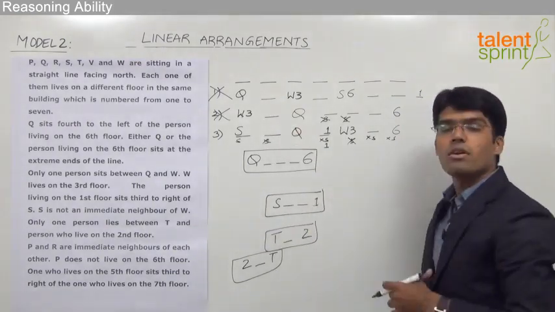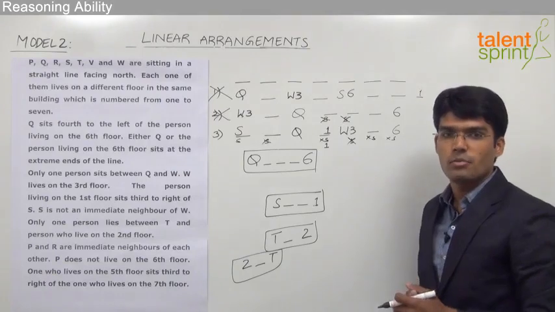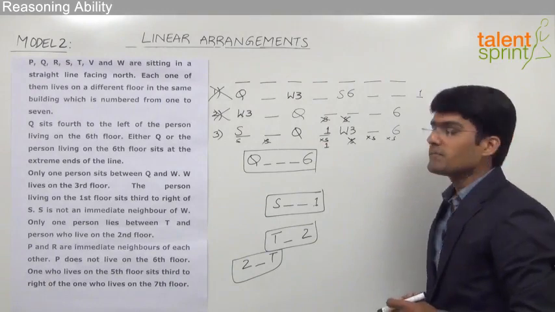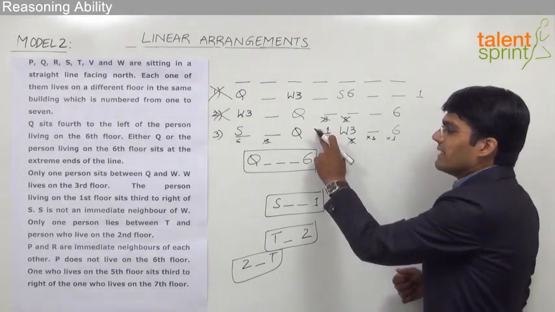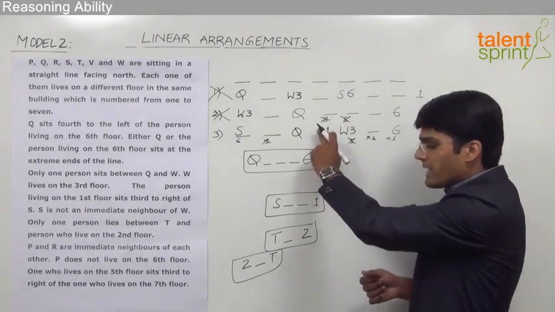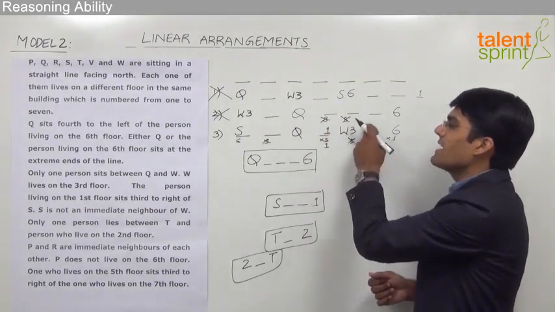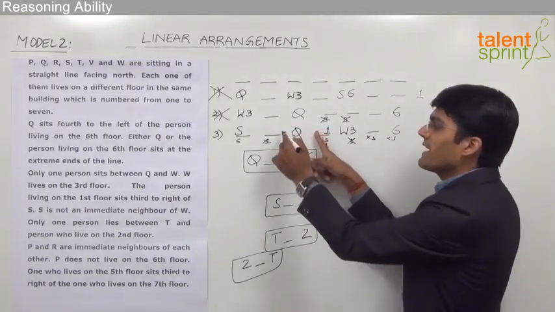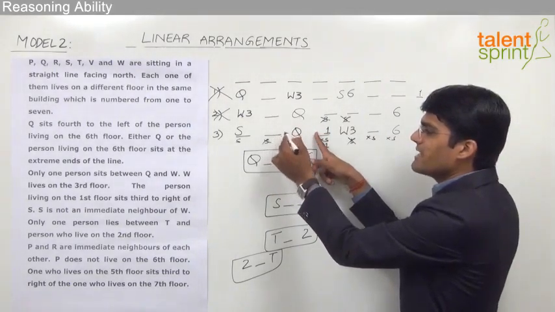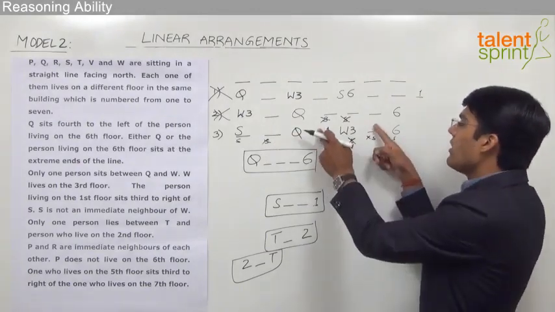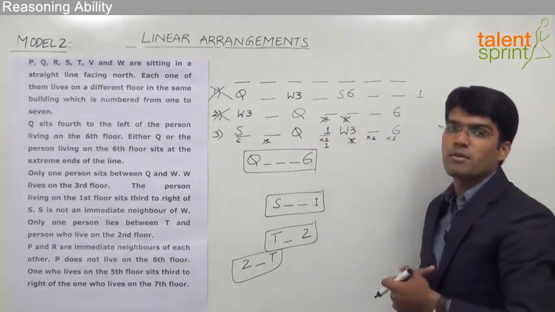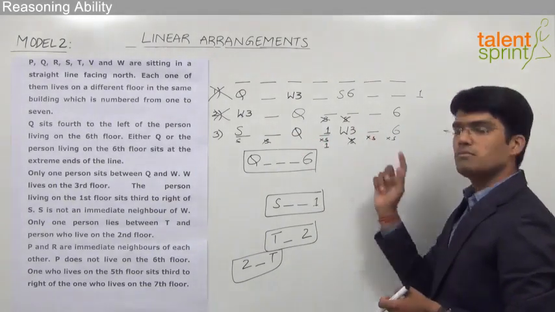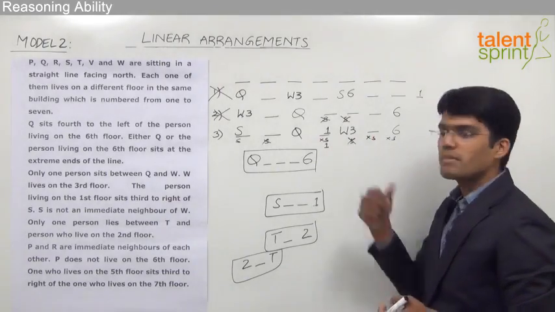The third position is already occupied by Q. So T cannot occupy that place. Let us try to put T on the fourth position here. If T comes here, the person living on second floor can either be on the left of T or on the right of T. So as we can see here, if we try to keep T in this position, the second floor person can come in this place with a gap of one person or on this side with a gap of one person. Both are possible. So T can come here with second floor on this side or on the other side. So this is a possible arrangement.